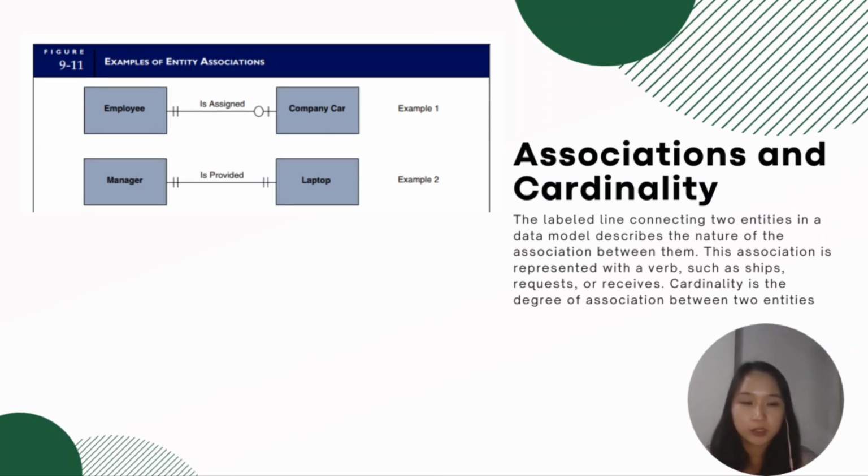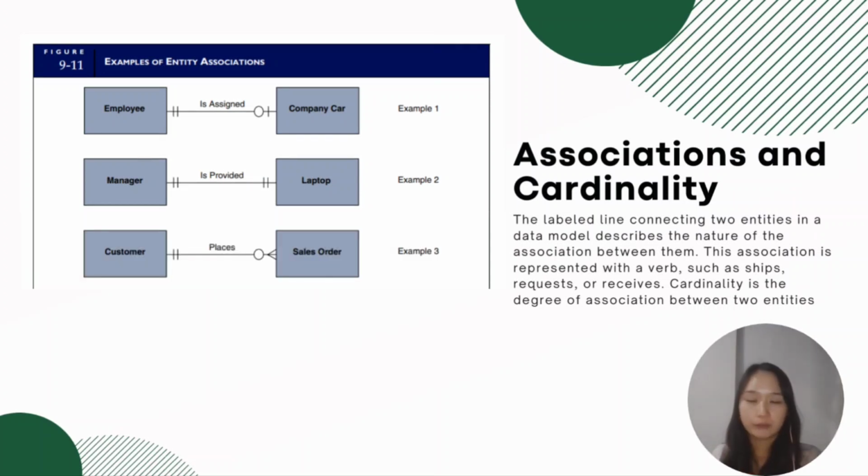So for the second one, it illustrates a situation in which each record in one entity is always associated with one record in the associated entity. In this case, each company laptop computer is assigned to only one manager, and every manager is assigned only one computer. Two short lines intersect the connecting line at both ends to show this cardinality. So now we have example 2.